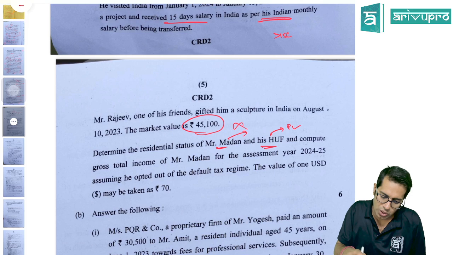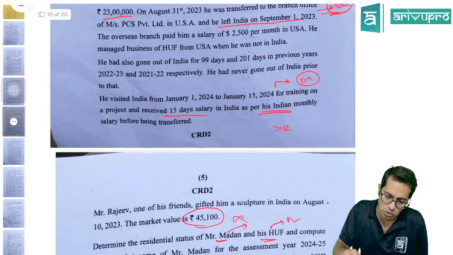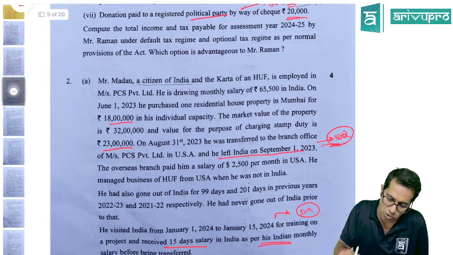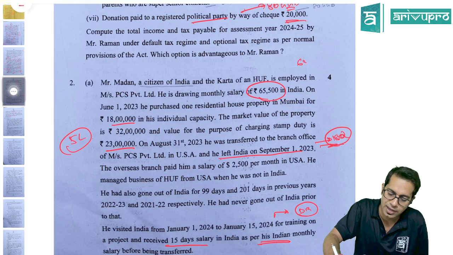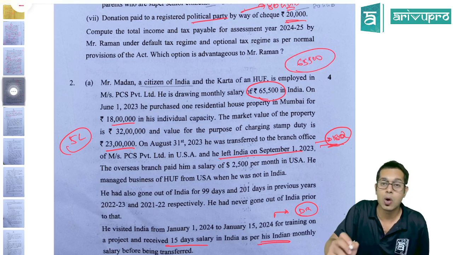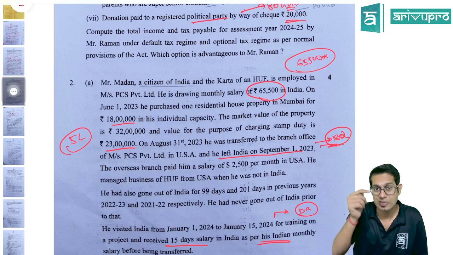And what is the gross total income? Assuming he has opted out of the default regime, he is not following the default regime. So what will be his gross total income, sir? His gross total income is 5 lakh rupees, and your salary income is 65,500. This is on a monthly basis, correct? Now please note, this is your gross salary. You'll have to give a standard deduction of 50,000.